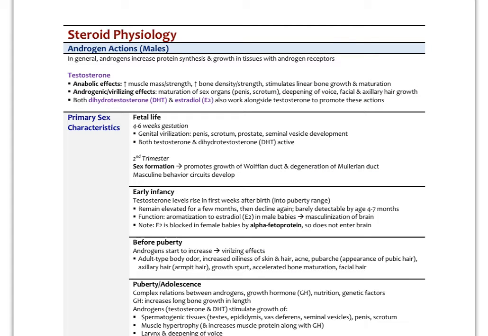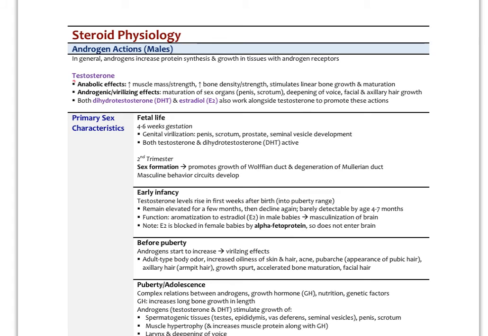Finally, what are the effects of testosterone and other androgens in males? Let's focus on that here first. In general, we can think of them as anabolic steroids. They're increasing protein synthesis and growth of any tissues that have androgen receptors. So testosterone specifically has an anabolic effect. It's going to increase muscle mass and strength. It's going to increase bone density and strength and stimulate linear bone growth and maturation.